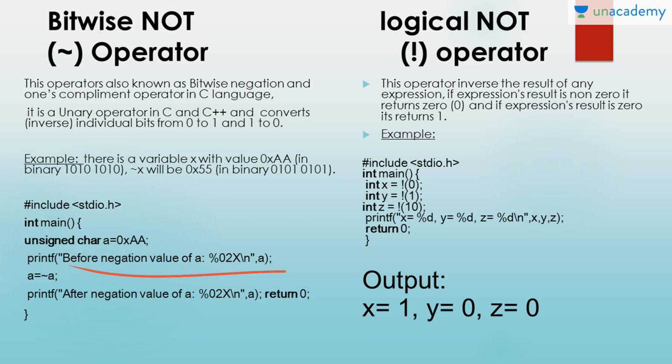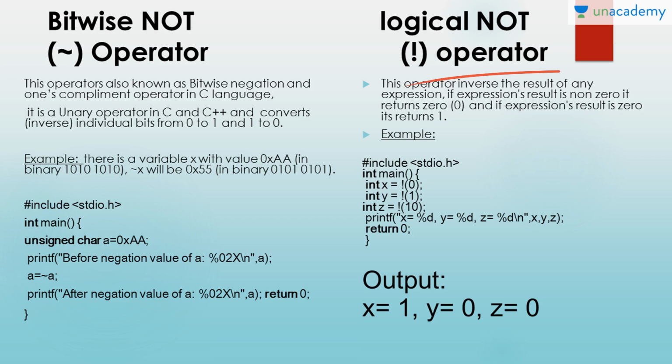Now we will come to the logical NOT operator. The logical NOT operator inverts the result of any expression. If the expression result is non-zero, it returns 0, and if the expression result is 0, it returns 1. It basically just inverts the result. If it is non-zero, it returns 0. If it is 0, it returns 1.